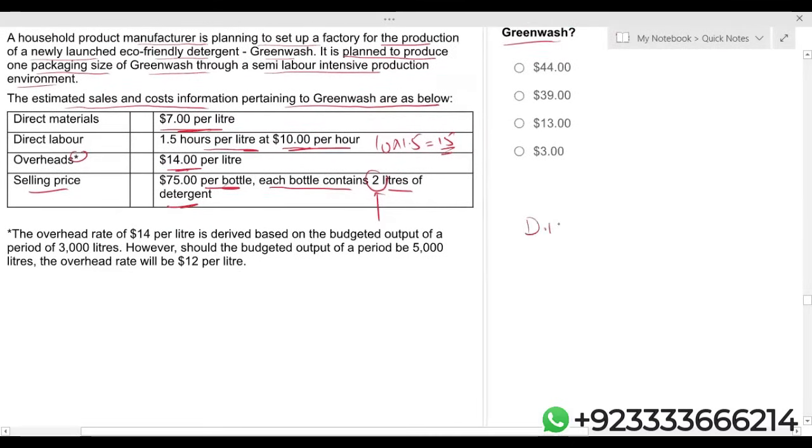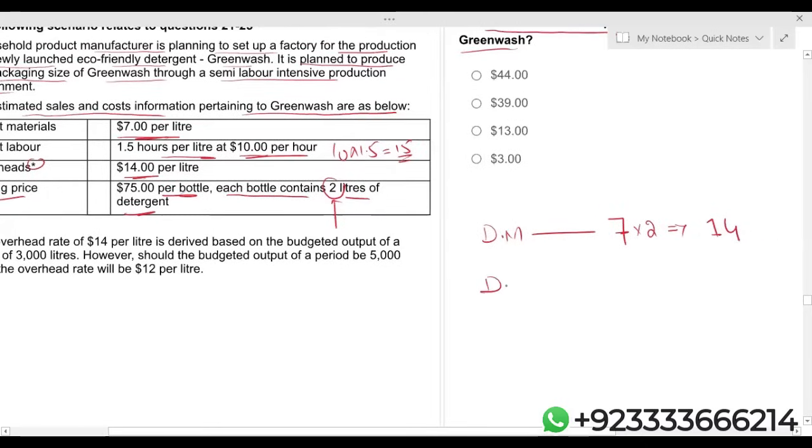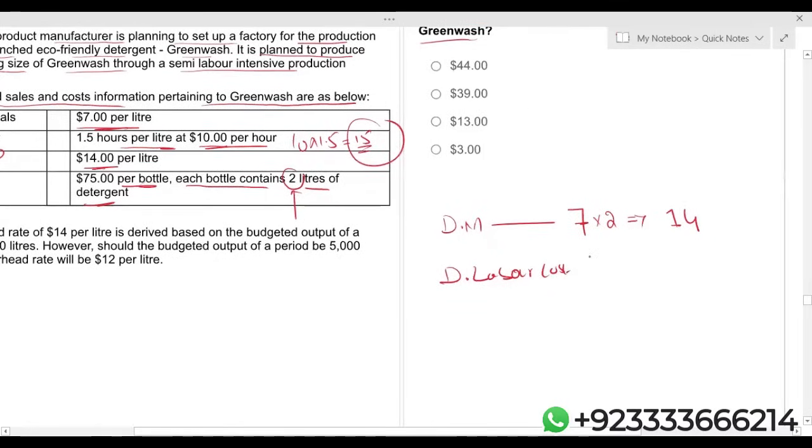Direct material per liter is 7. We know that. But we have to convert that into 2 liters. Why we need to convert this into 2 liters? Because one bottle needs how many liters of detergent? 2. So it means direct material cost per bottle is going to be 14. Now direct labor cost per liter is 15. But one bottle takes 2 liters. So it's going to be 30. Okay.